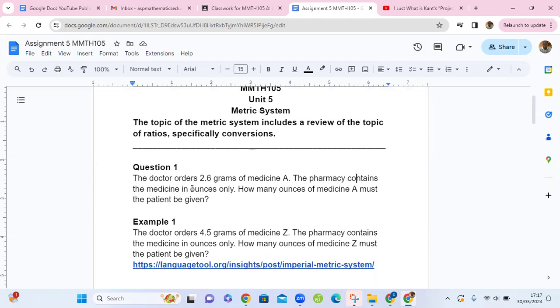It says the doctor orders 2.6 grams of medicine A. The pharmacy contains the medicine in ounces only. So how many ounces of medicine A must the patient be given? So here's an example that we are going to use to demonstrate how to solve a question like that.